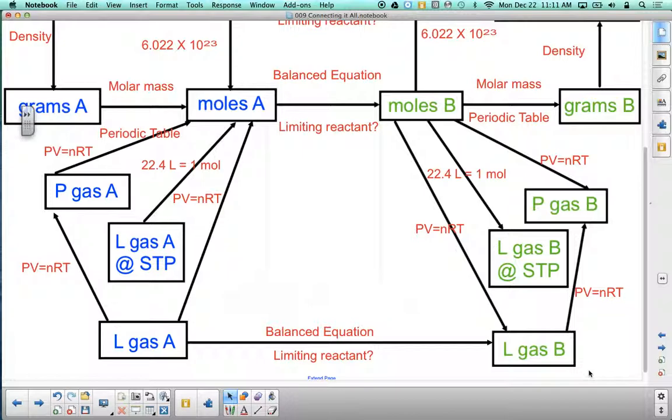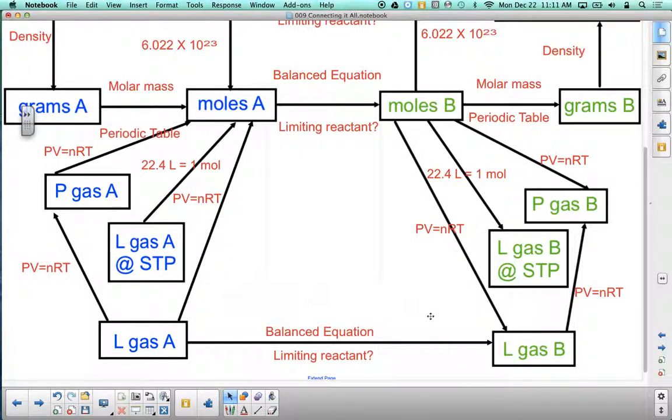So the ratio of the coefficients in the balanced equation not only gives a mole-to-mole ratio and a particle-to-particle ratio, but if the two things you are comparing happen to both be gases, that ratio from the balanced chemical equation is going to give us a liters-to-liters ratio between the gases as well.